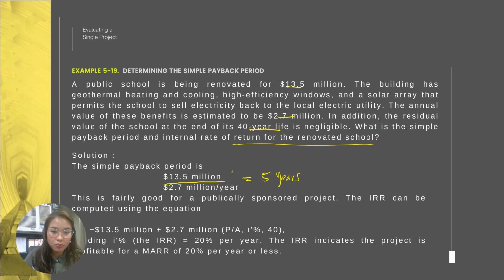The IRR can be computed using the equation: negative 13.5 plus 2.7, where 13.5 is the cost and 2.7 is the annual value of the benefits. So (P/A, i%, 40) yields i, which is 20% per year. The IRR indicates that the project is profitable for an interest rate of 20% per year or less.